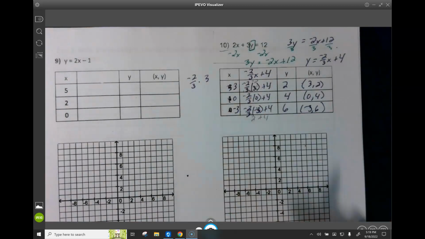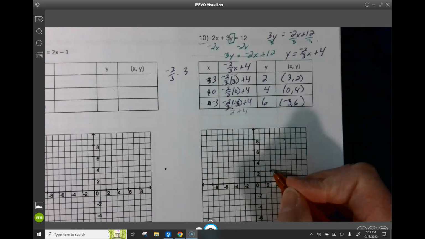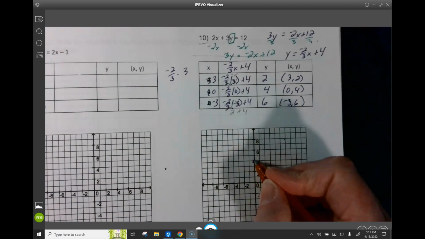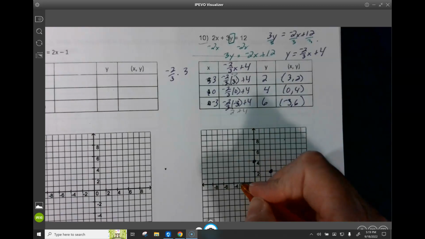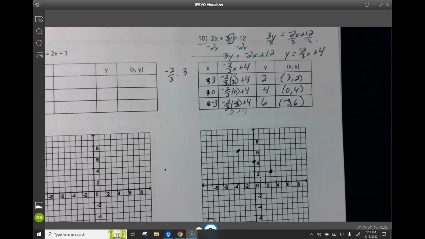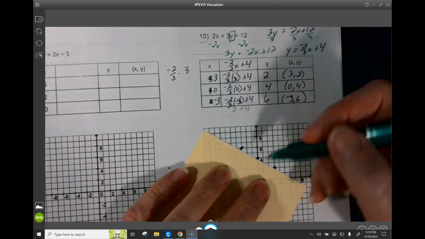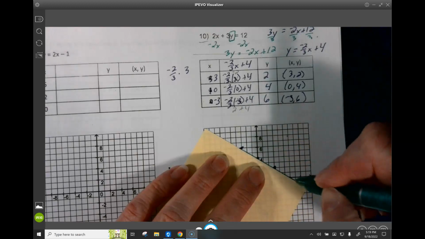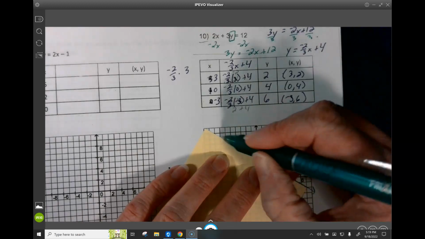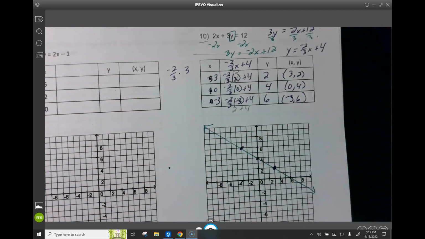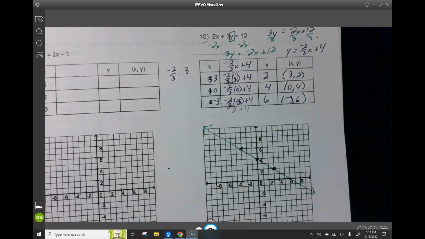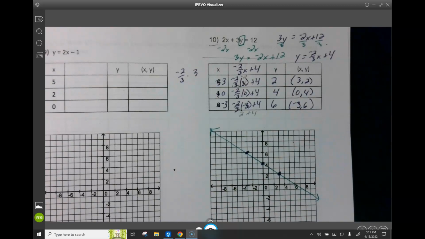So now we're just going to plot these points. 3, 2, 0, 4, negative 3, and 6. Okay, let's see if I have a straight edge of any sort here that I can use. So I'm going to just use this straight edge right here and draw a line. And there's my graph.